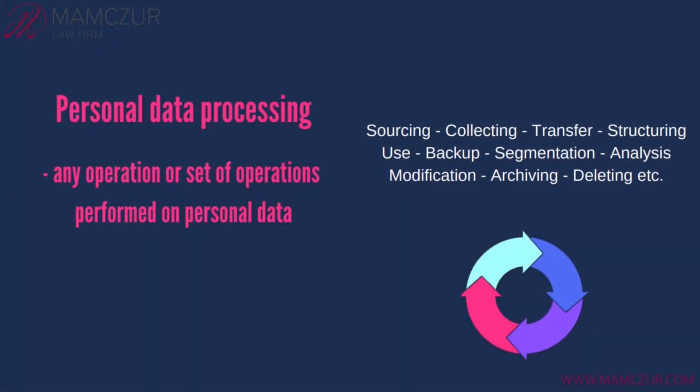So what is data processing? It is any operation or a set of operations relating to the personal data. It means that it includes the data collection, data erasure, data consolidation, the organization and structuring of data, data destruction, data use, and so on and so forth. So basically, anything that you will do with a specific information equals data processing.